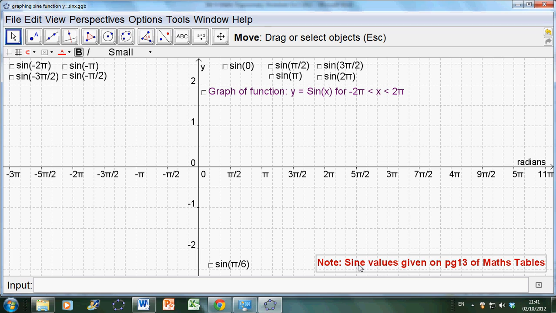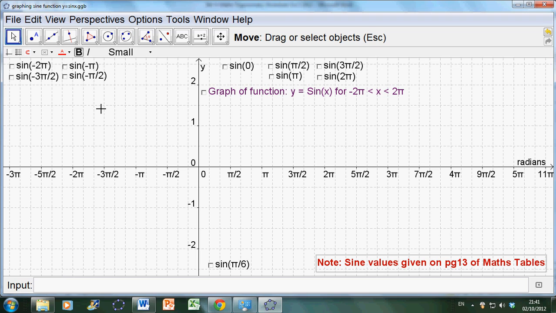Sine, cosine, tan values are all there, given in both radians and degrees. So I'm just going to try and plot some of the basic ones, and then we'll show you the graph at the very end. This is basically what you would do to sketch this graph yourself.